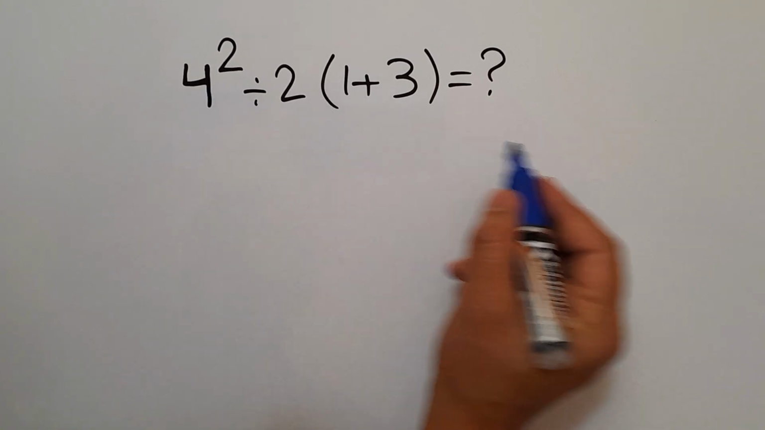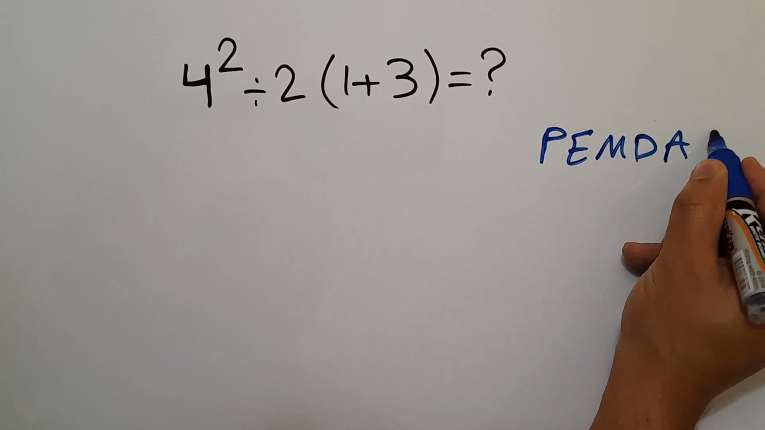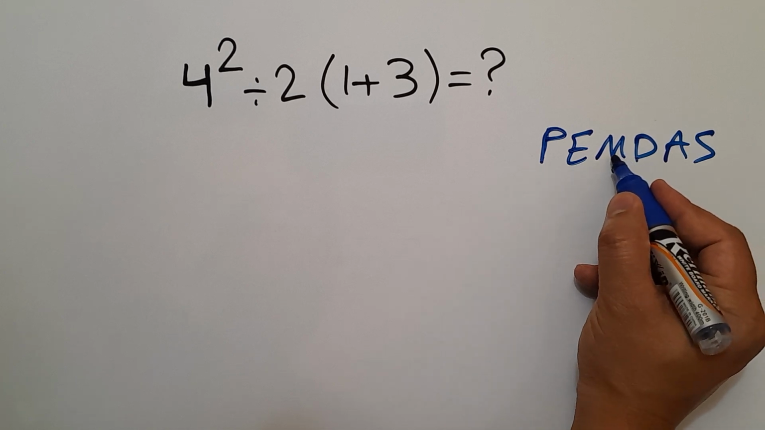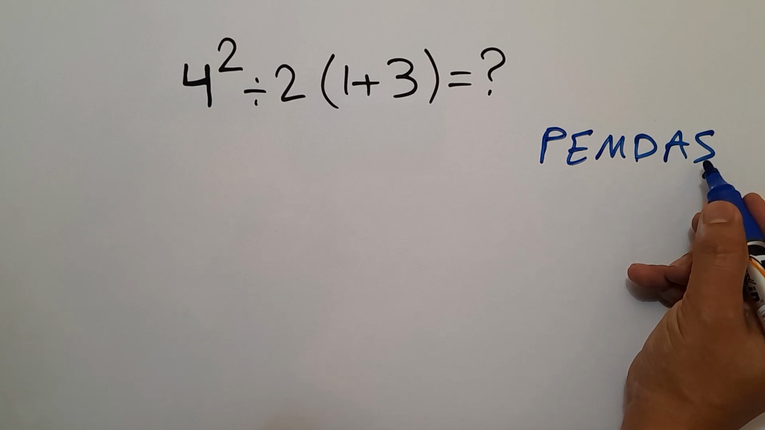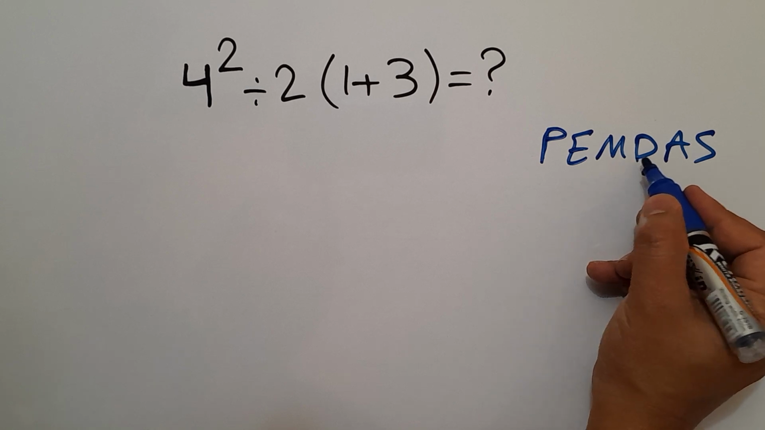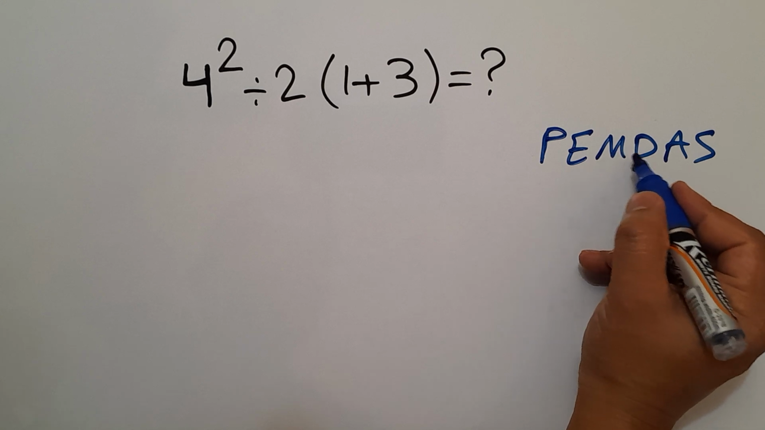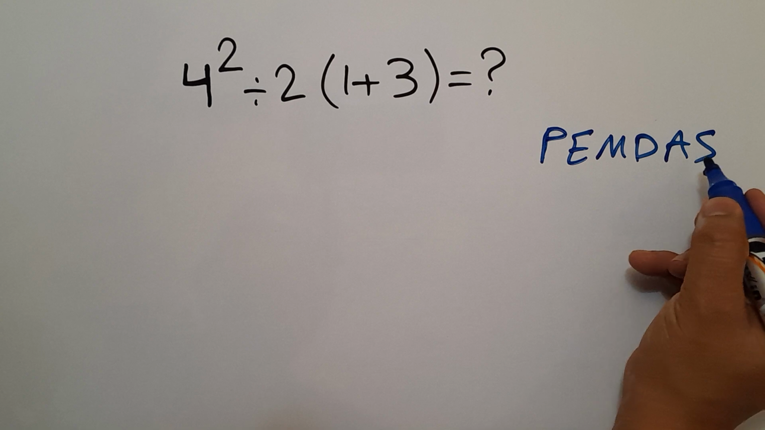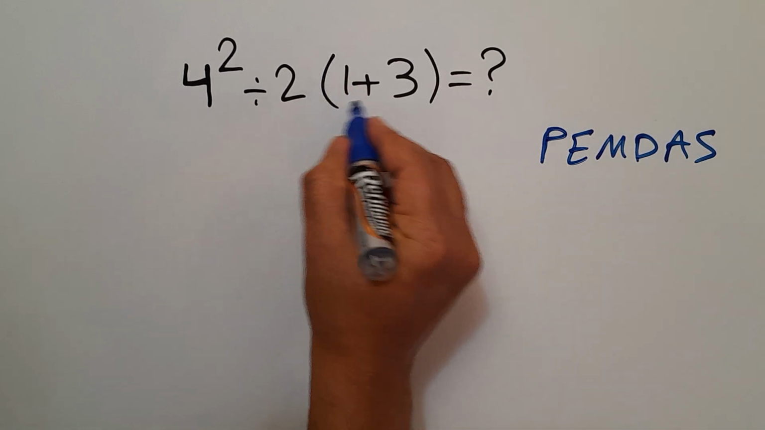According to the order of operations, which is PEMDAS, P stands for parentheses, E stands for exponents, M and D stand for multiplication and division, and A and S stand for addition and subtraction. We first do parentheses, then exponents, then multiplication and division, and addition and subtraction. Remember that multiplication and division have equal priority and we work from left to right, and the same applies to addition and subtraction. So here first we do these parentheses.